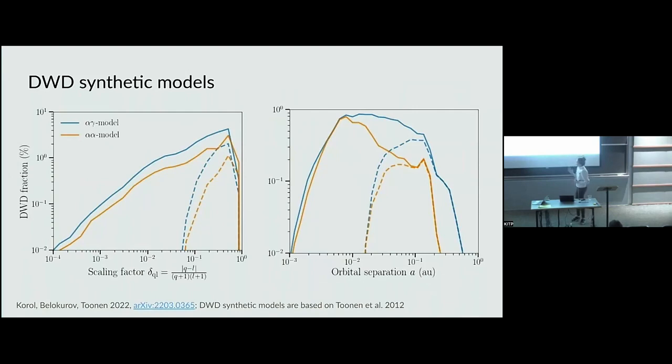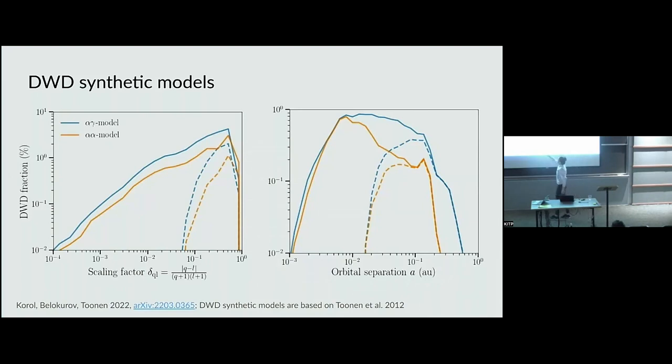So here I'm showing you a few synthetic models for the double white dwarfs. This is the scaling factor that I showed you before, which depends on the binary mass and light ratio, and this is the binary orbital separation. I have two models here. One is the alpha common envelope that has been mentioned before, and another is an alternative common envelope model that has been constructed based on the reconstruction of observed double white dwarfs.